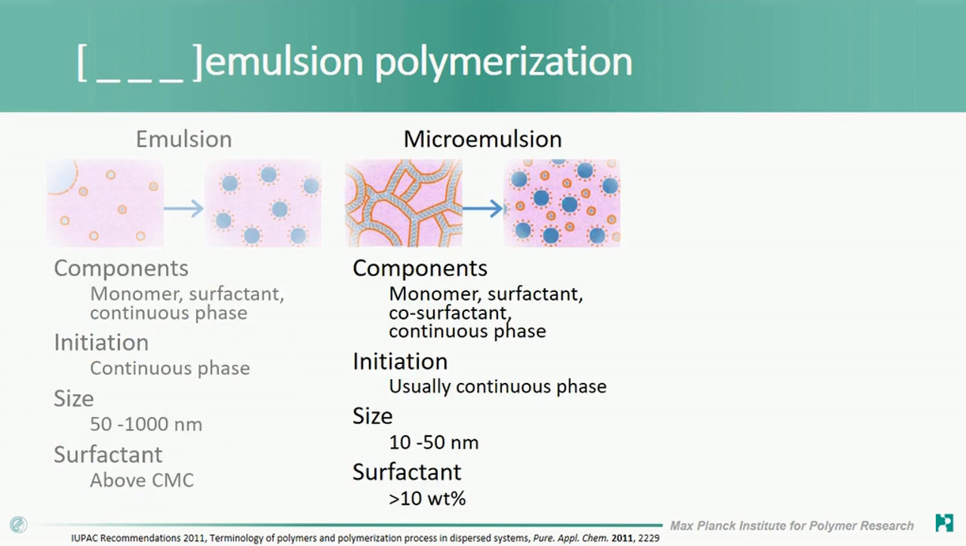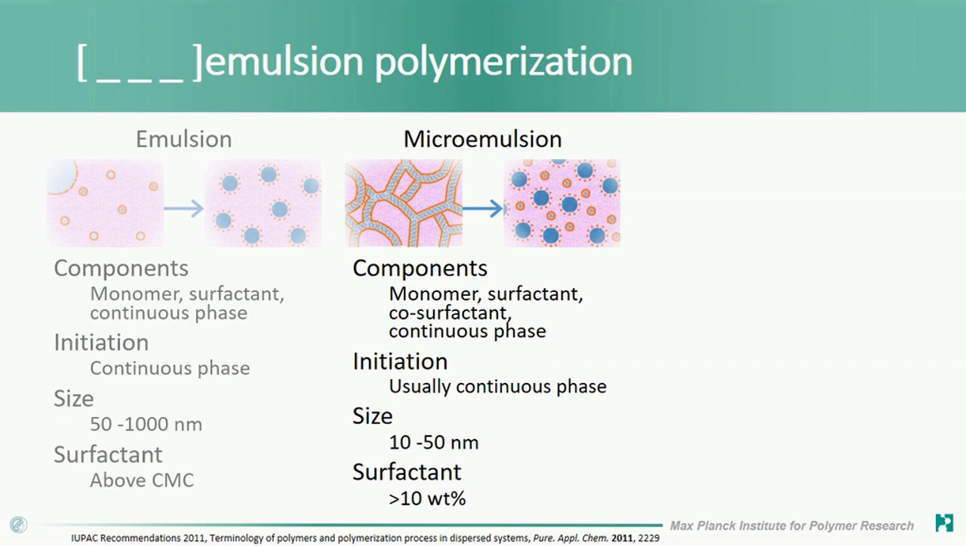Then in the mid-80s, early 90s, a process that was very popular was microemulsion. Someone decided that in emulsion, the particle size is too big. How could we decrease the size of the particles? So in microemulsion, we use, again, a monomer, a surfactant, and the continuous phase with an initiator. But it also requires the use of a co-surfactant. Usually the initiator is also in the continuous phase, but in some rare cases, the initiation could take place in the dispersed phase.